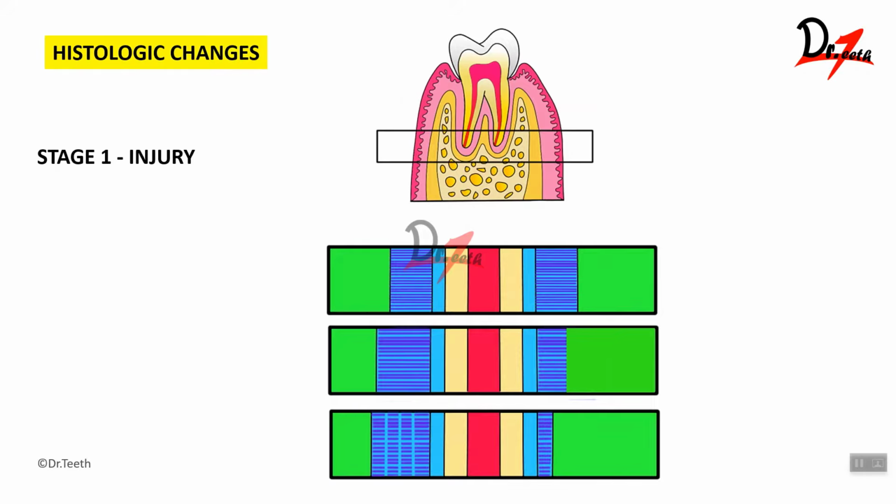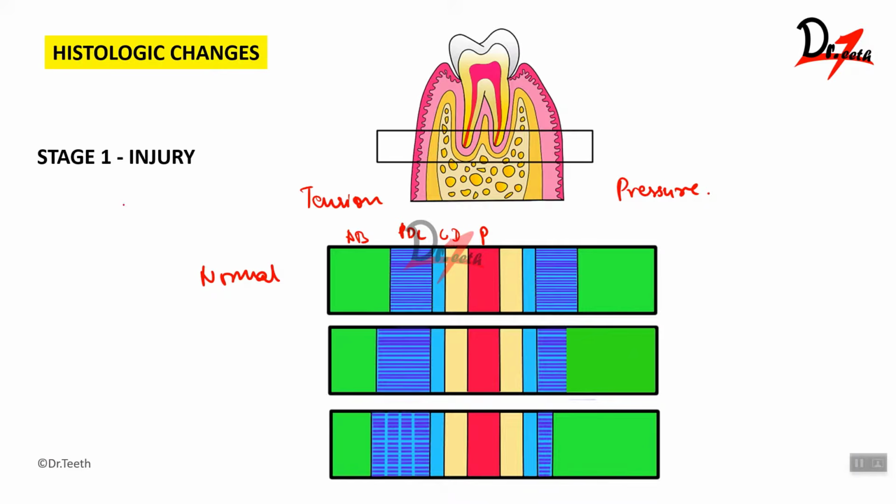So in the first scenario, this is the normal scenario wherein there are normal occlusal forces acting on the tooth. So as you can see here, the pulp, the dentine, the cementum, the PDL and the alveolar bone, they are all quite normal both in the tension side as well as in the pressure side. So it's quite balanced both in the tension as well as in the pressure sides.